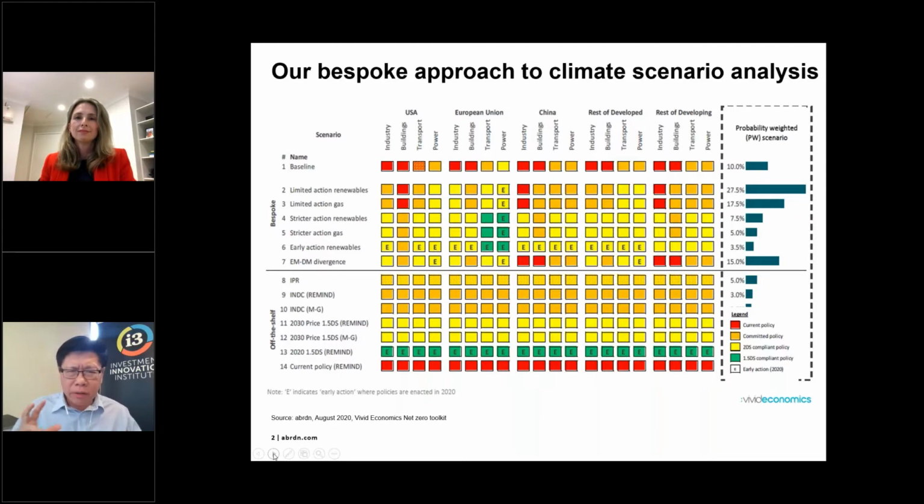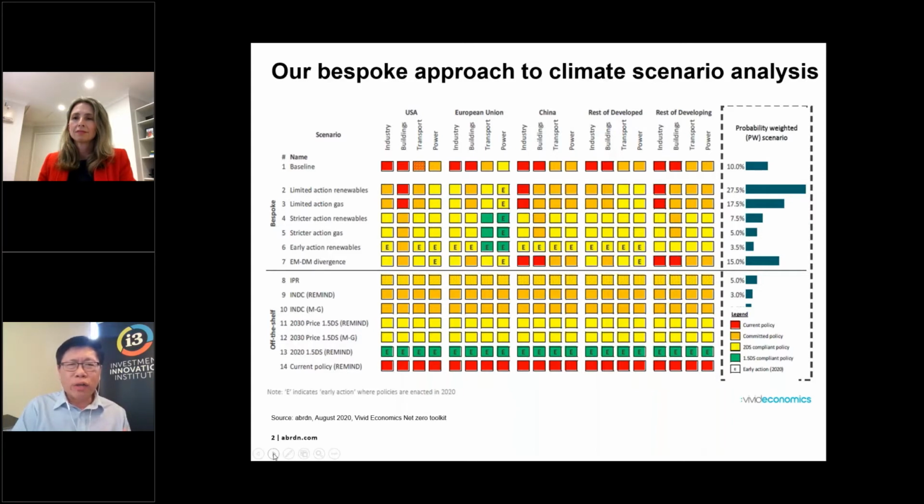Camille, again, I know this is a very busy slide, and I'm going to try to unpack some of these. So you've got 7 off-the-shelf ones, and these, as you mentioned, are extracted from your partner, Planetics. You've also developed 7 bespoke ones based on that. And then you have a probability weighted scenario, and another probability weighted one that's Paris aligned, so that makes it 16.